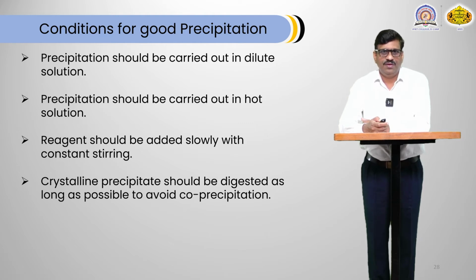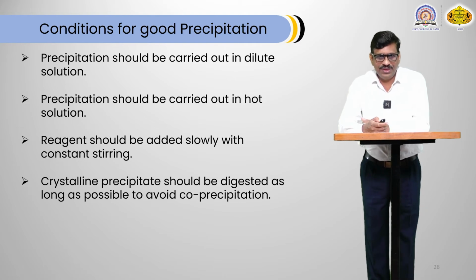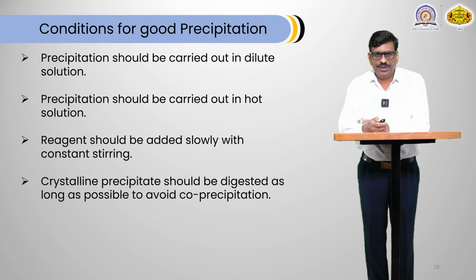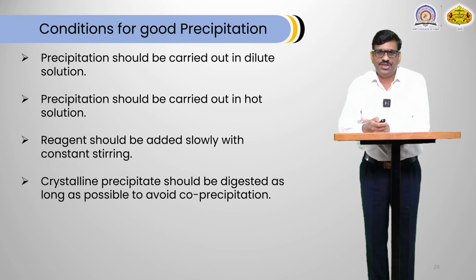First condition, precipitation should be carried out in dilute solution. To avoid contamination of precipitate or to minimize co-precipitation, we have to carry out the precipitation in dilute solution. Second, precipitation should be carried out in hot solution, because in hot condition maximum impurities are soluble in that solvent, that's why contamination is less. Hence precipitation should be carried out in hot solution.